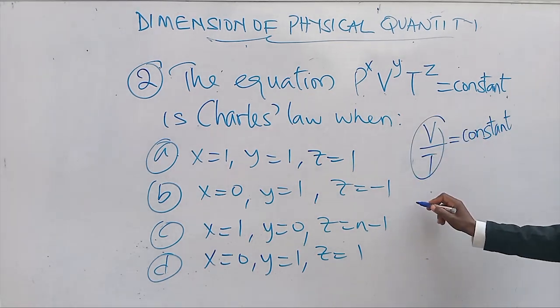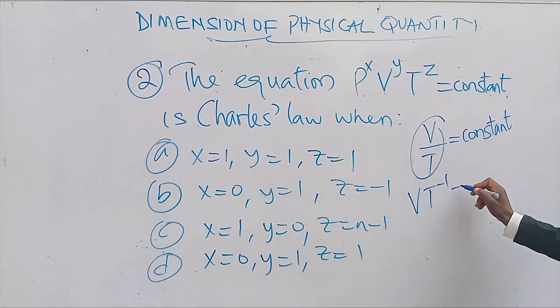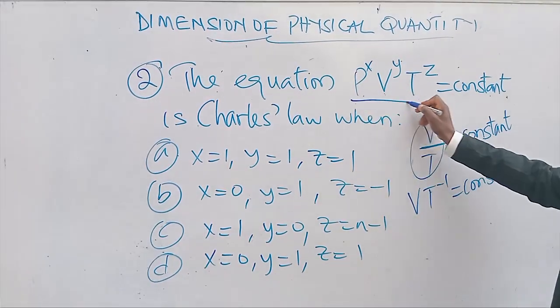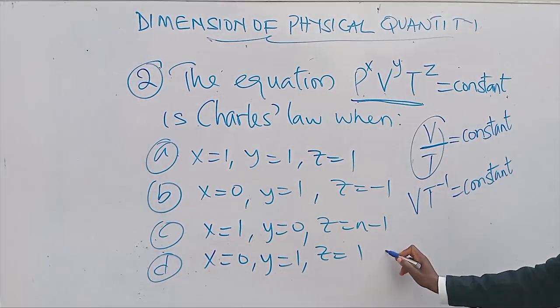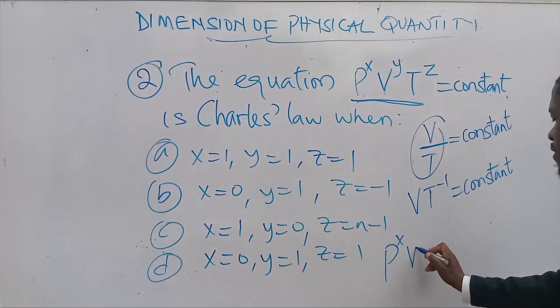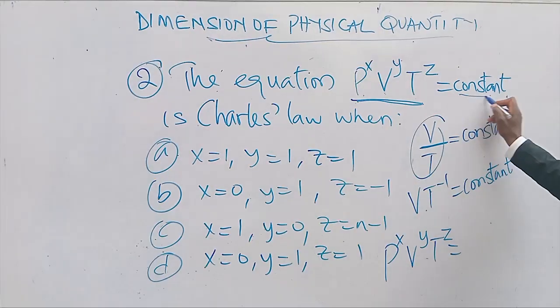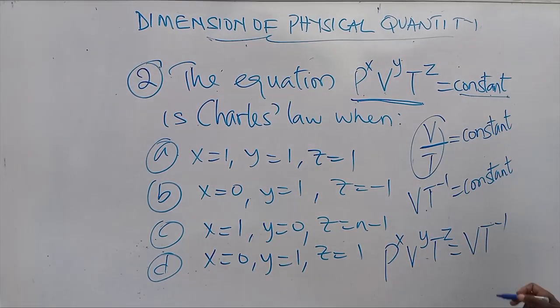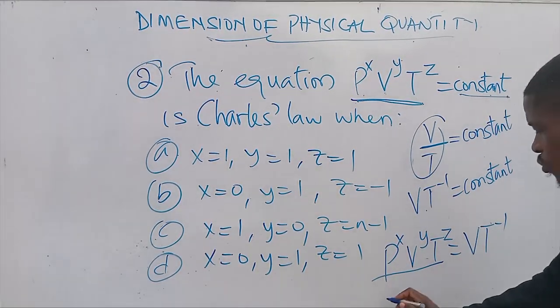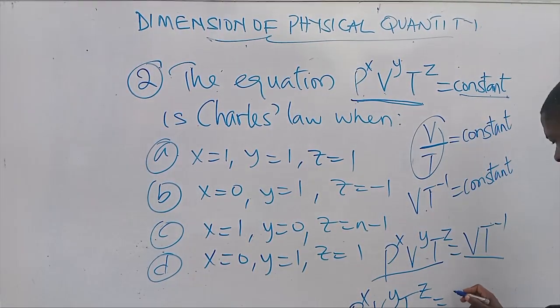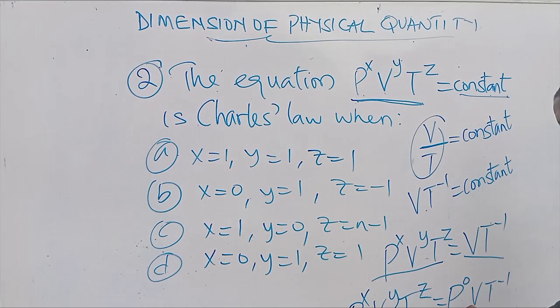Then this one is the same as this, equal to constant. Move these over, so that will be T to power minus 1. Then we can go back to the given equation, which is P to power X, V to power Y, T to power Z equal to constant. The constant we've gotten from Charles' law, we are going to set the two equations in the same format. There's no P on this side, but we are going to make P to be there, which will be P to power 0. So introducing P in this place has not changed Charles' law.